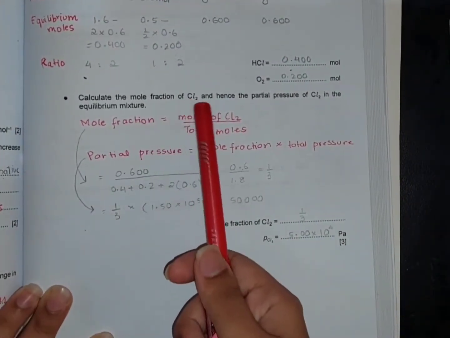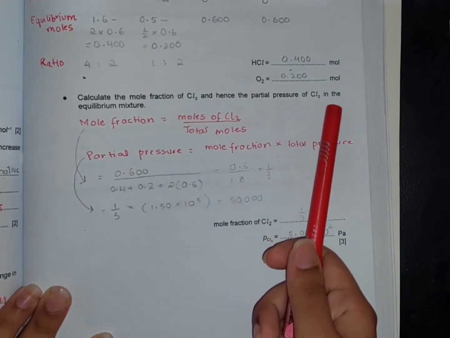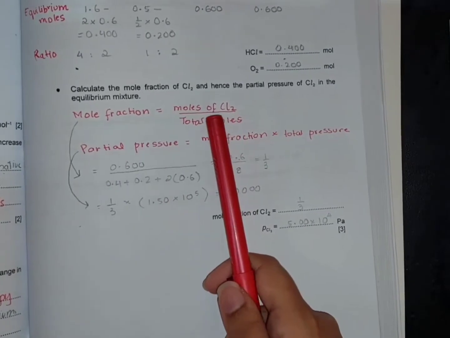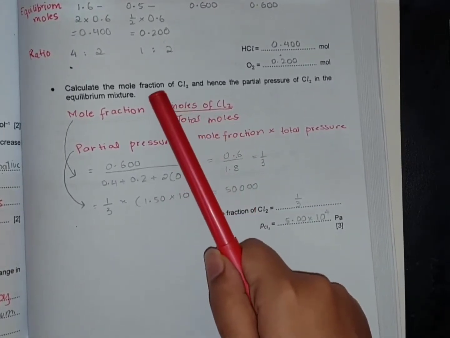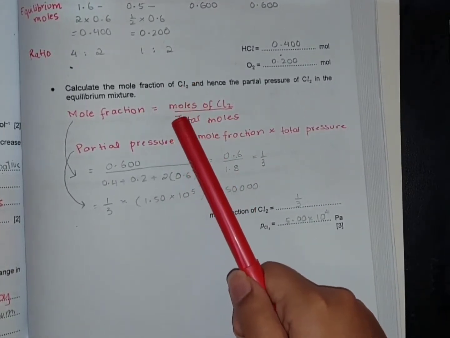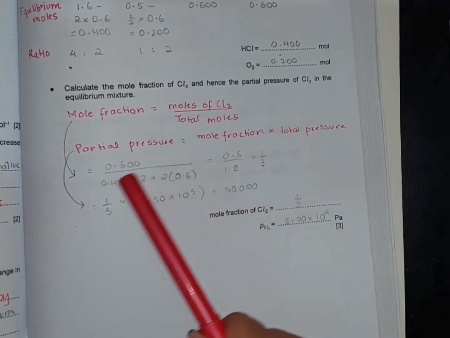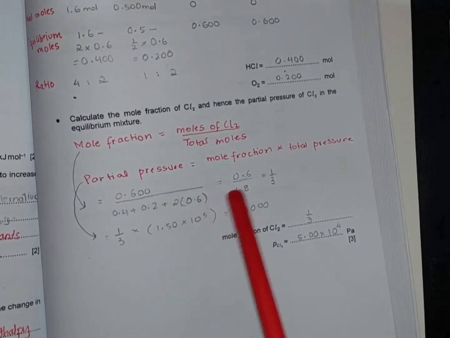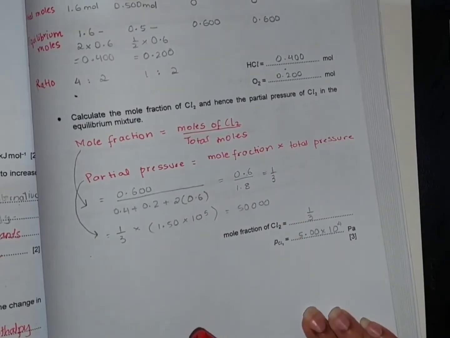Calculate the mole fraction of Cl2 and hence the partial pressure of Cl2 in the equilibrium mixture. Mole fraction is calculated by moles upon total moles. Now here we are finding out for chlorine, so we are going to take the moles of chlorine and divide that by total moles present in equilibrium. So here I've done that, and I've gotten 1/3.